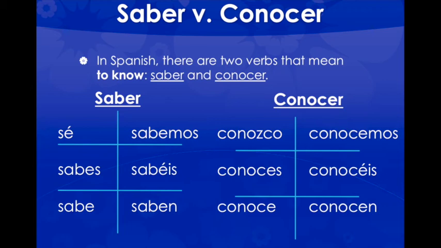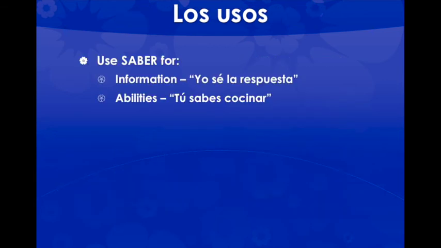So if we were going to compare saber and conocer, the reasons that we're going to use saber is for information, knowing information, and knowing how to do something. So yo sé la respuesta is I know the answer. That's information. You know how to cook. Tú sabes cocinar is an ability.